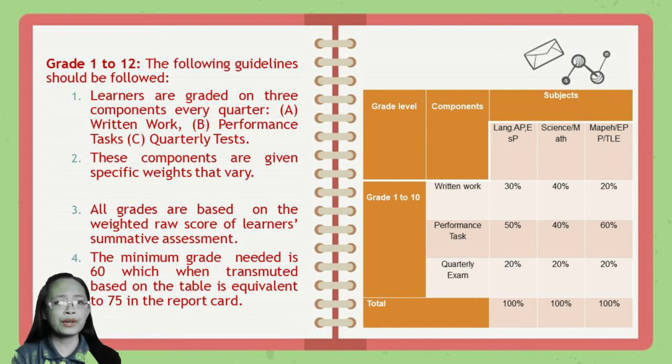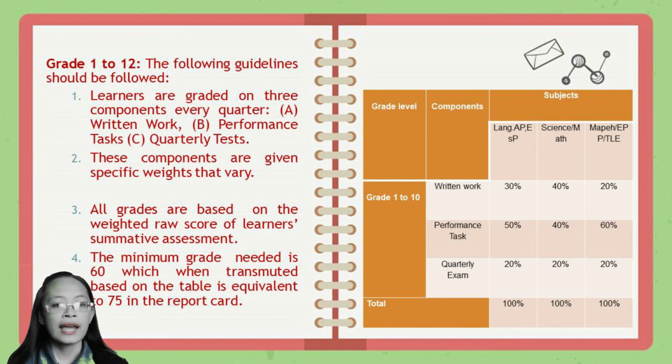For grade 1 to grade 12, the following guidelines should be followed. Learners are graded on 3 components every quarter. A is for written work, B for performance task, C for quarterly test. For example is the table beside. Grade level is grade 1 to grade 10. Components are written work, performance task, quarterly exam.